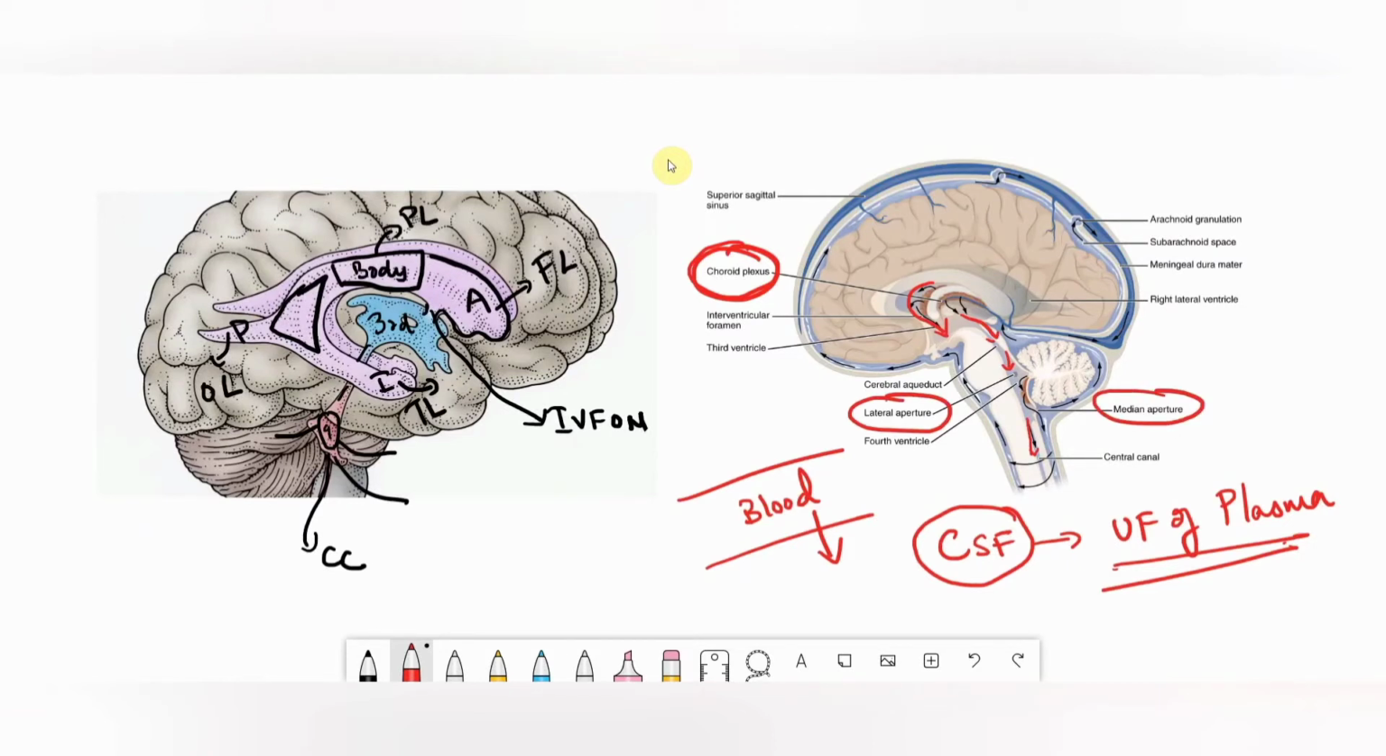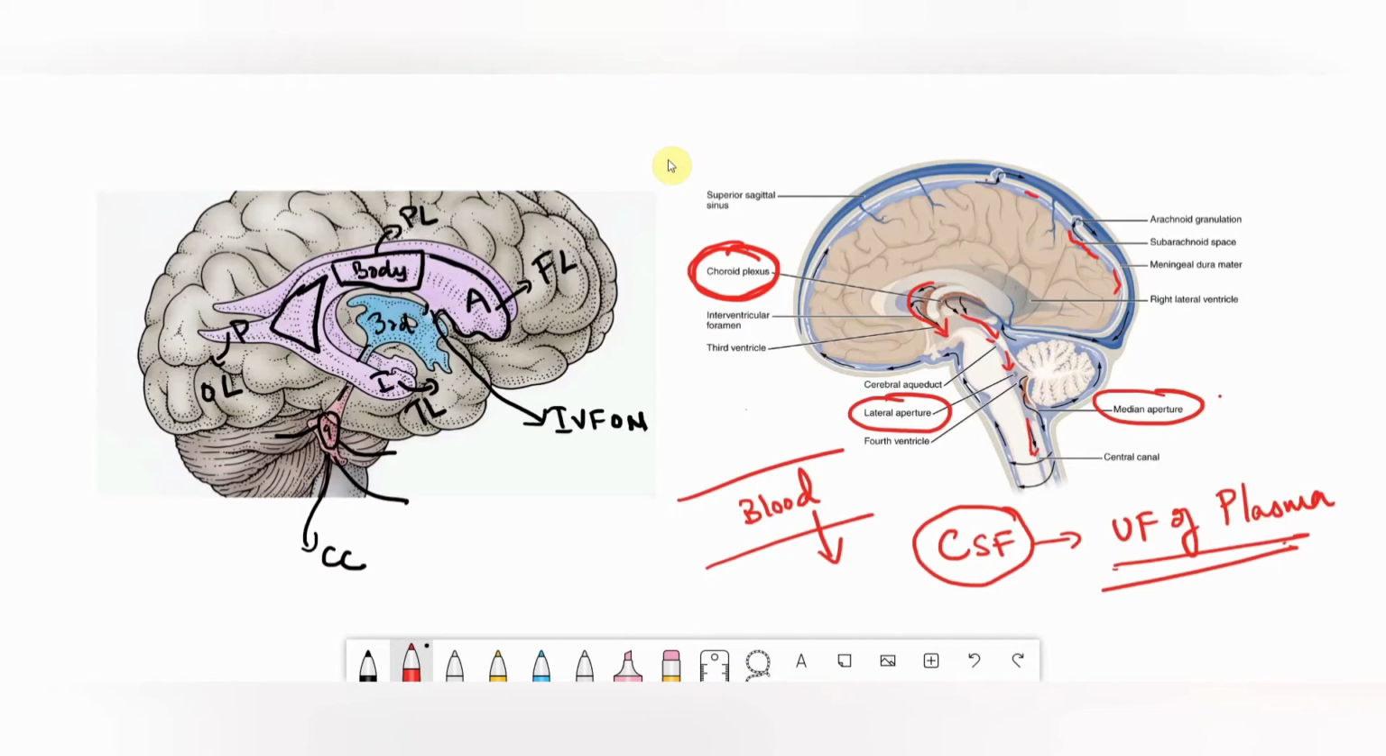The lateral foramen is also called the foramen of Luschka, like I already told you, and the median foramen is also called the foramen of Magendie, like I already told you. Now, what is this subarachnoid space? The subarachnoid space is the space that you see here that surrounds or encapsulates your entire brain and spinal cord, and it is the space below your arachnoid mater.